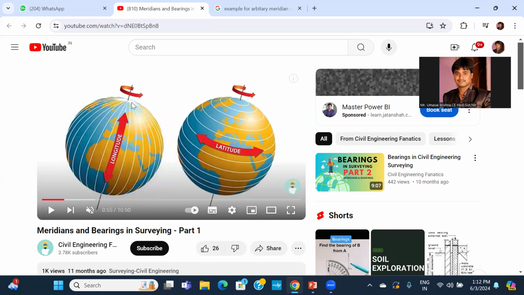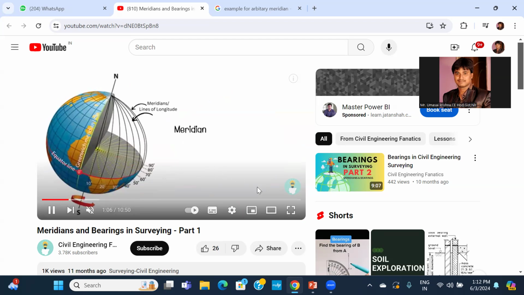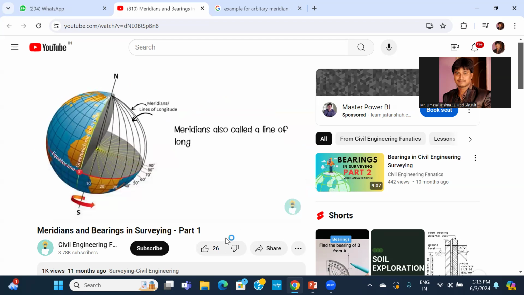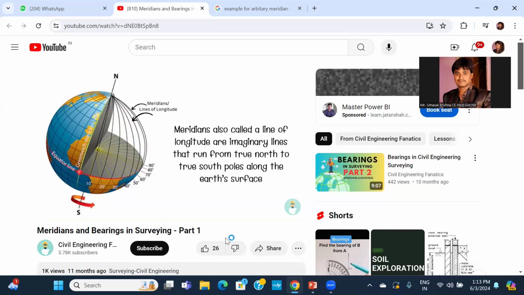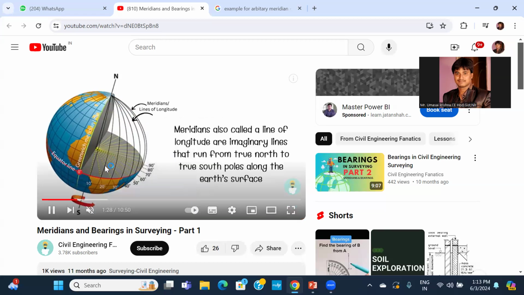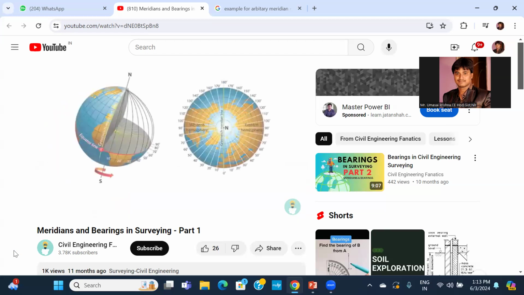The lines which pass from north to south are called longitudes, and those from east to west are called latitudes. These longitudes are also known as meridians. So meridians are also called the lines of longitude. They are all imaginary lines that run from the true north to the true south along the Earth's surface. Here you can see a number of lines passing through the true north and south.